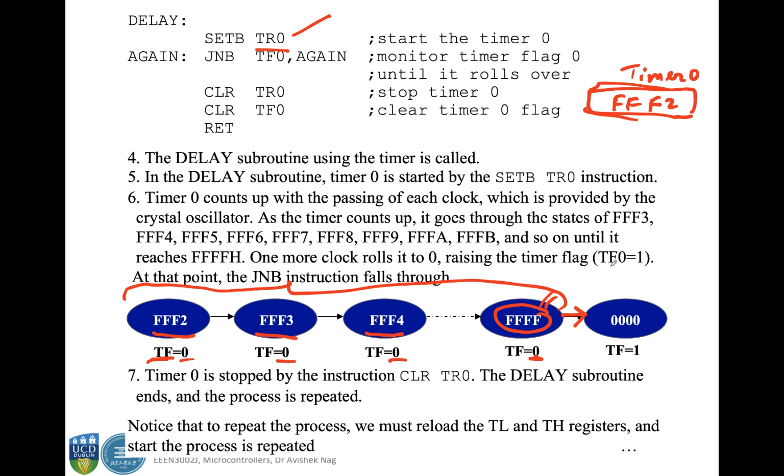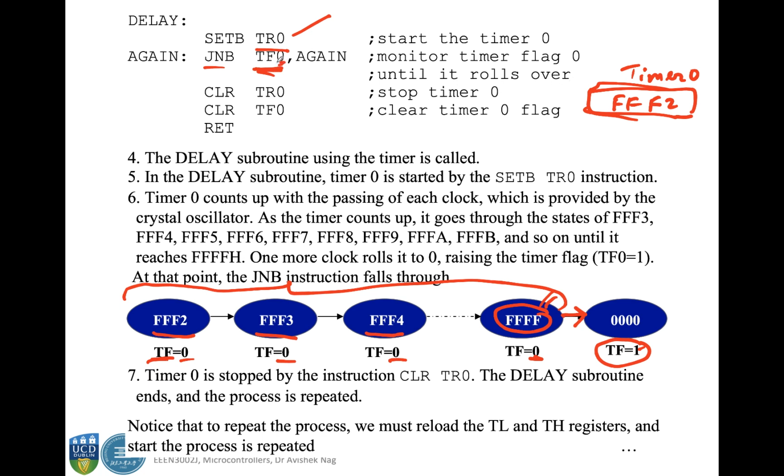Okay, so the 16-bit timer overflows and the timer flag gets set to 1. The moment the timer flag for timer 0, which is on, gets set, you are monitoring it. JNB TF0, again, this particular instruction monitors the timer flag 0 until it rolls over.